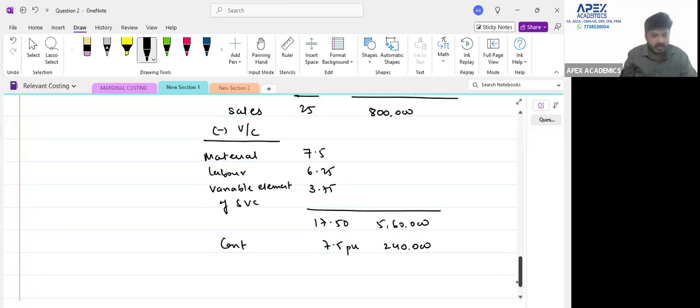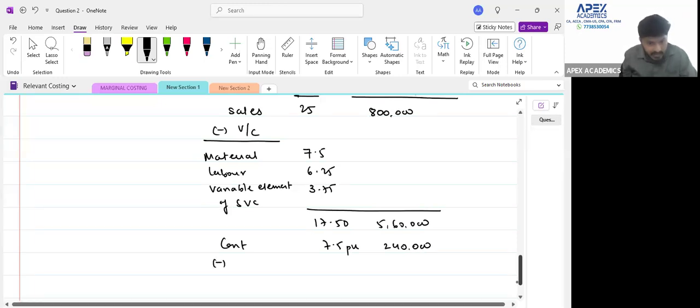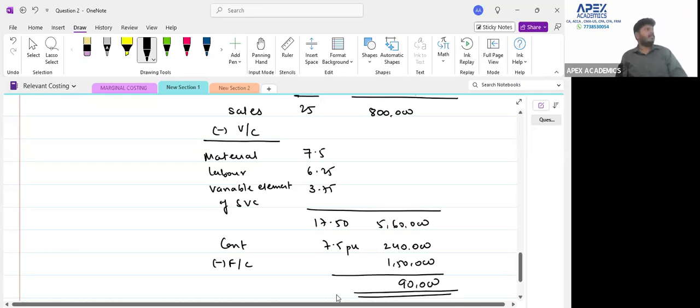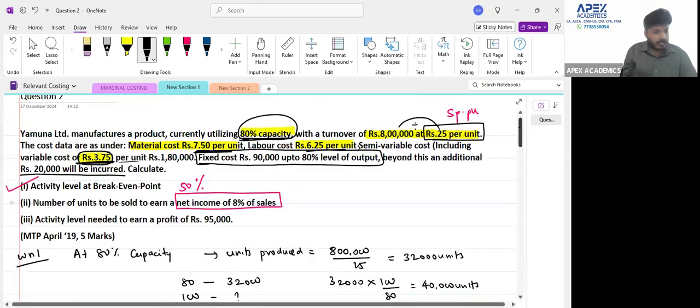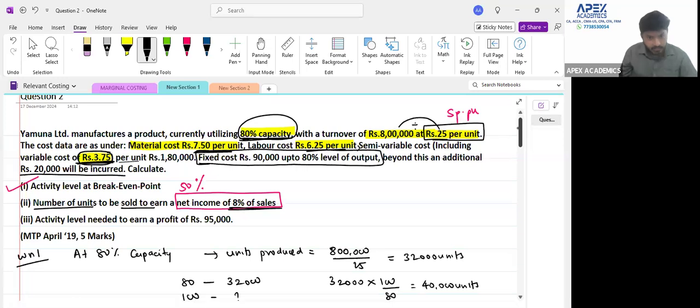2,40,000. Any doubts? Next, you cancel from this fixed cost, which was how much? 1,50,000. What is your answer over here? 90,000. Now, please pay attention to my next statement. My next statement is, you want to calculate the number of units that you have to sell to earn a net income of 8% on sales.